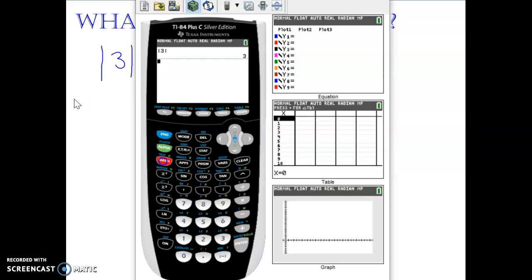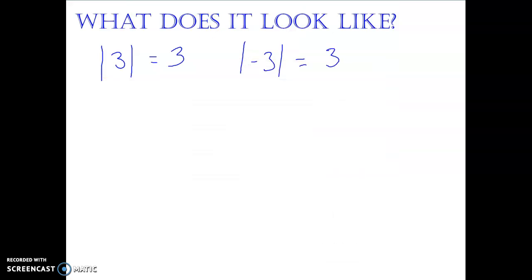Okay, let's do the same thing with -3. So I'll hit math, go over to NUM, ABS, that first thing there is absolute value. This time I'm going to put -3 inside the absolute value bars. And my calculator tells me that -3 is also 3 units away from 0. So that's how you're going to find that on your calculator if you need to use that during class.